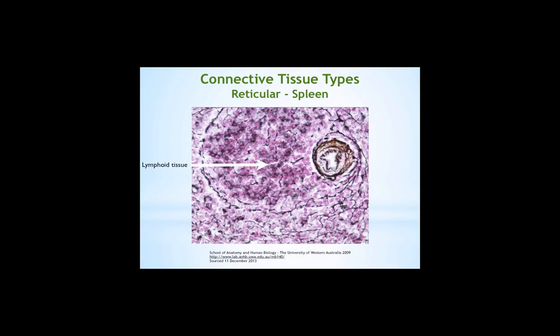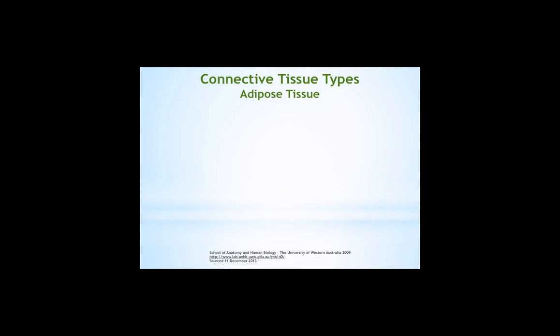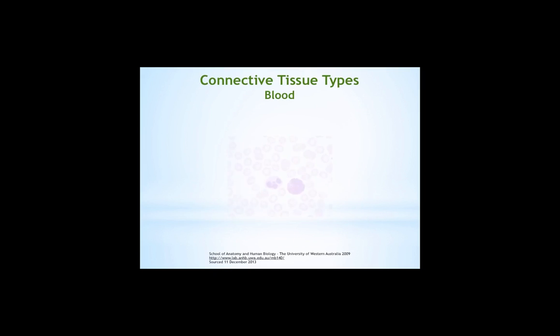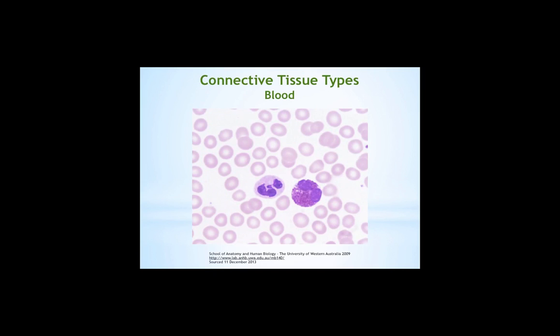This is showing you the spleen with its lymphoid tissue and artery, and then the reticular fibers, which are stained in black, and they provide the internal supporting structure of the spleen. Adipose tissue, fat cells, and the nucleus is pushed to the side of the cell, as you can see there. And then finally we've got blood with erythrocytes, which don't have any nucleus. And there's a couple of white cells here, an eosinophil and a basophil.